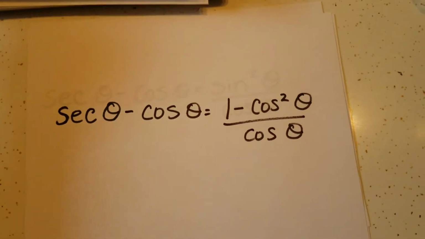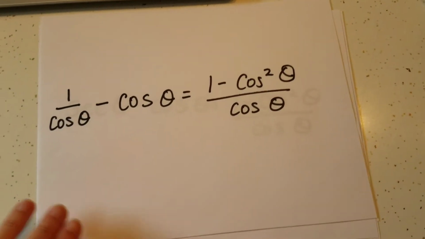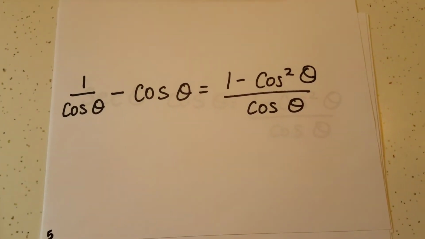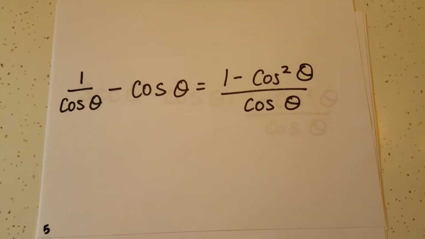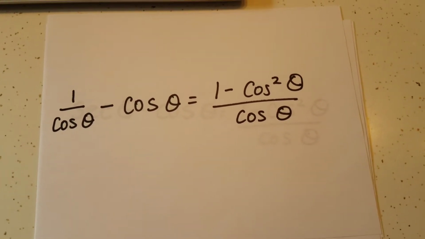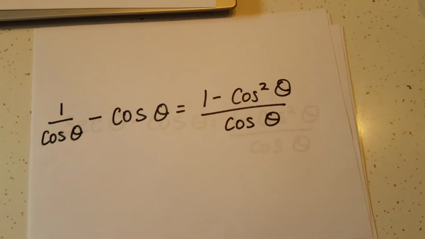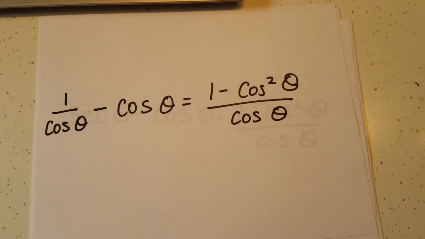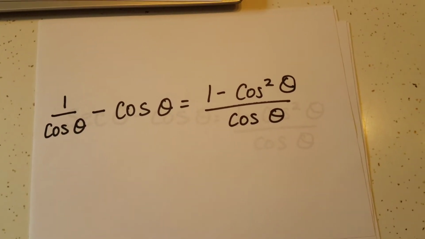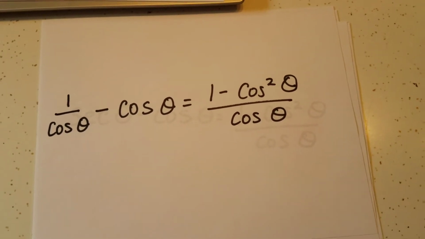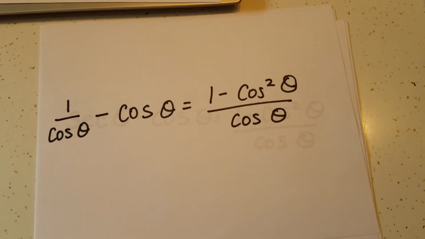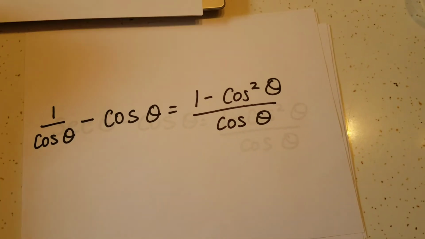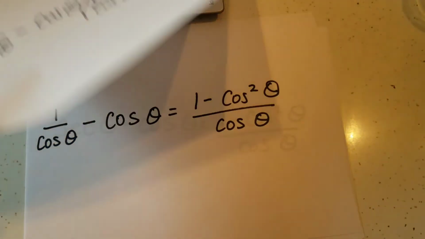of theta term into its definition, which is 1 over the cosine of theta. And then we are going to actually take the second term here, and we are going to multiply that by cosine of theta over cosine of theta, so that we can get these two terms over here to have a common denominator, so we can add them together, or subtract them in this case.